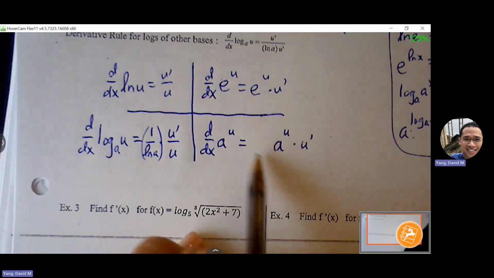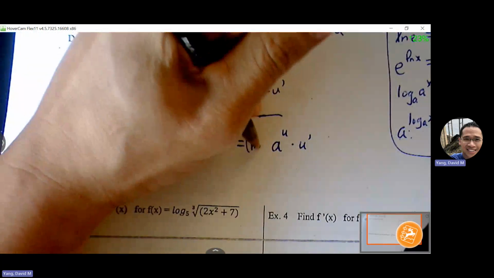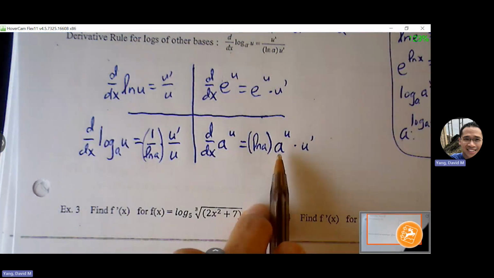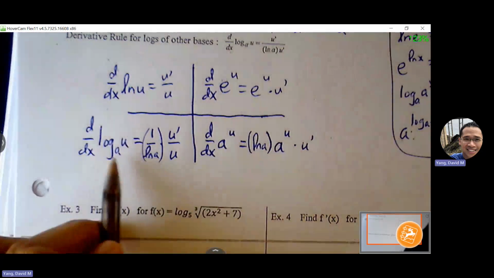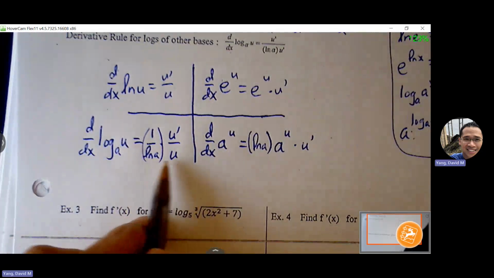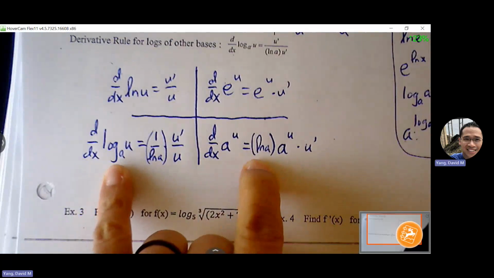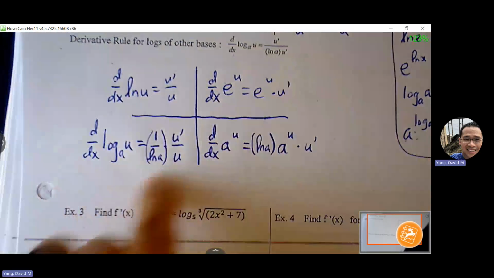That extra is a conversion that has to happen, and that conversion is simply natural log of A. It's just a number that has to sit in front of my derivative, just like over here, a number that has to sit in front of my derivative. So we're going to practice with these two rules today. We're going to focus first on this rule here.